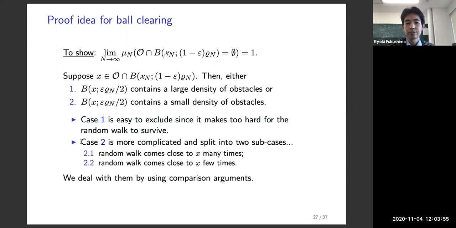And now we move on to case two. Case two is of course much more complicated because we assume that there is a small density, but small density does not mean that there is a delta fraction as well, but all the smaller densities are included. So there is no hope to exclude this case by comparing to exact forms of partition function asymptotics. So it's more complicated. And we split this case into two subcases. I will not do it further. So there are only three cases. Case 2.1, there is a small density of obstacles in this local ball here, but the random walk comes close to x many times. And case 2.2, it is just a complement. There is a small density of obstacles and the random walk comes close to x only a few times. And we will deal with these subcases by using different comparison arguments.